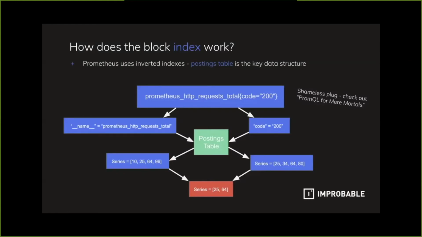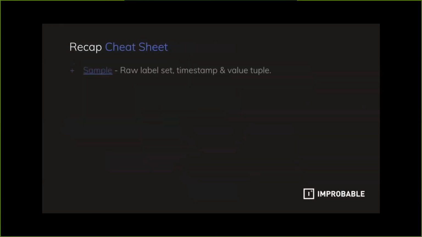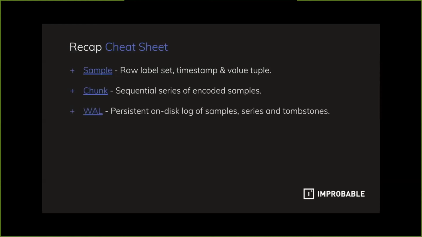So let's quickly recap the key things that we have discovered when stepping through the write path. A sample is the raw data point that we get from the target scrape loops. They are one entry in a time series and comprise a label set, a timestamp, and a value. A chunk is an encoded sequential series of samples. The head chunk is the chunk that is currently being filled up with samples. The WAL is a 2-hour persistent on-disk record of samples, series, and tombstones. Prometheus uses the WAL to protect itself against data loss in the case that the process crashes.